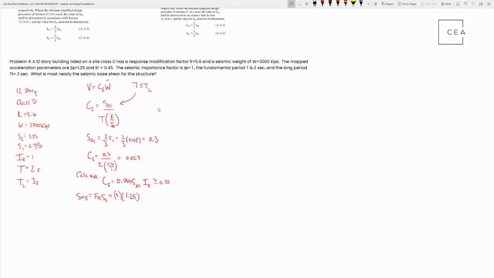So the max considered spectral response is from equation 11.4-3, and that says that SDS is equal to 2/3 SMS, which equals 2/3 times 1.25, which equals 0.833. So what's the minimum coefficient? So the min coefficient, seismic coefficient.